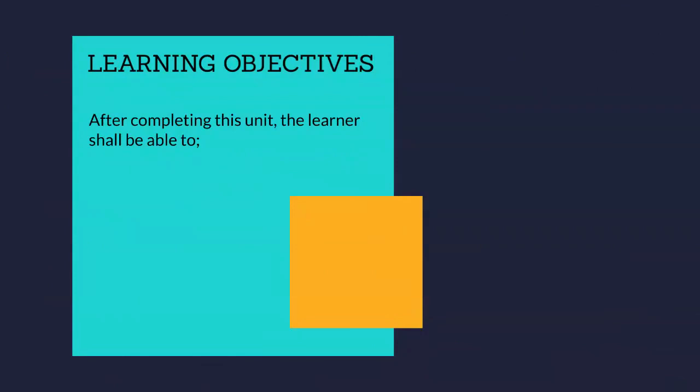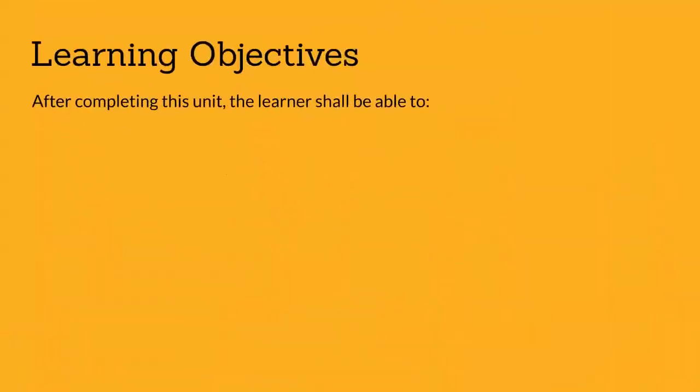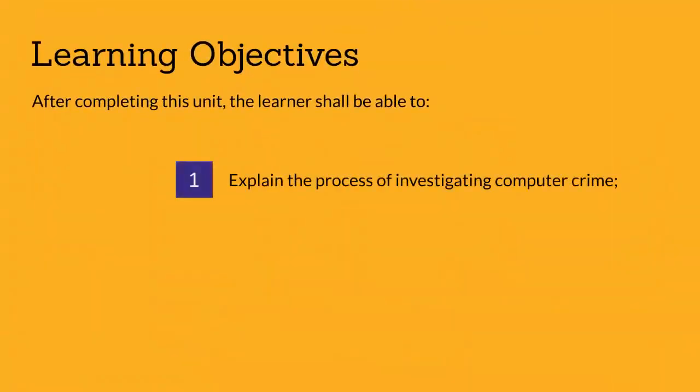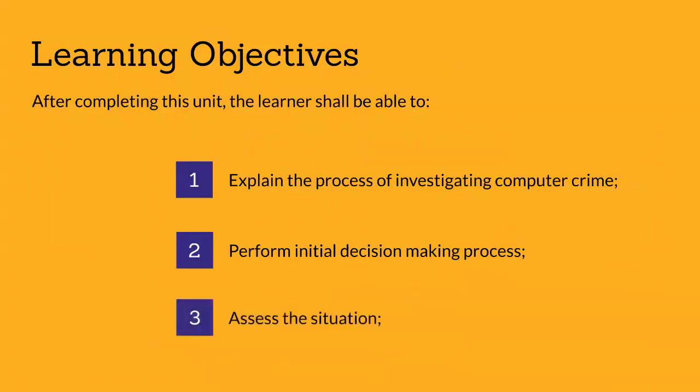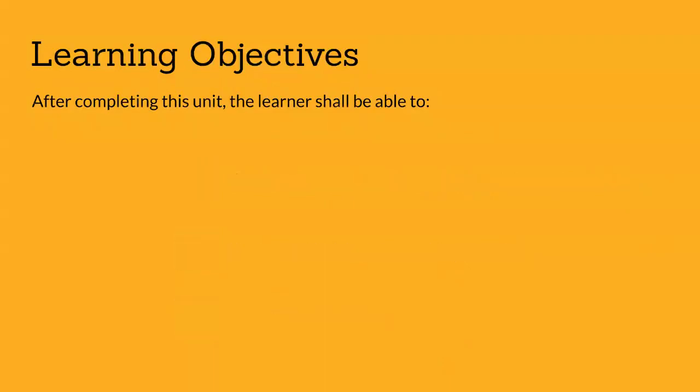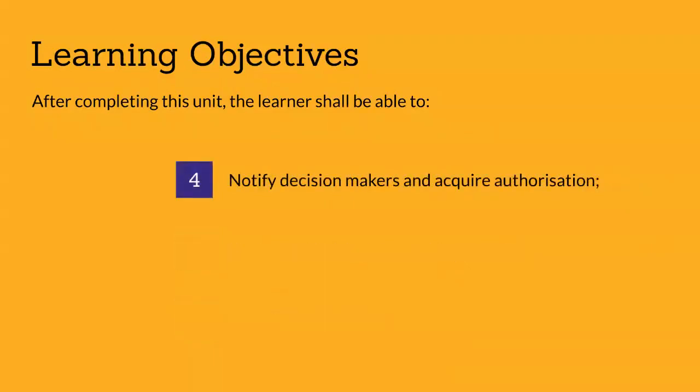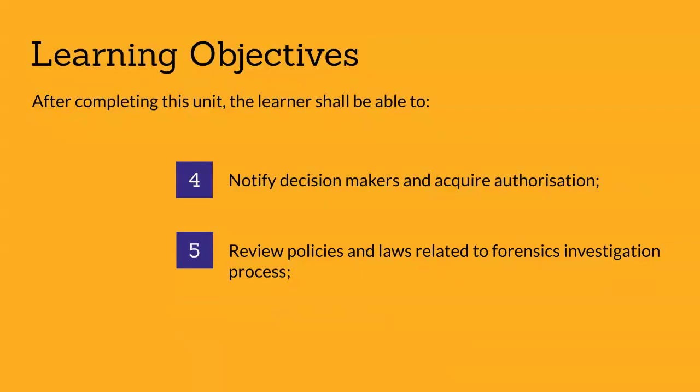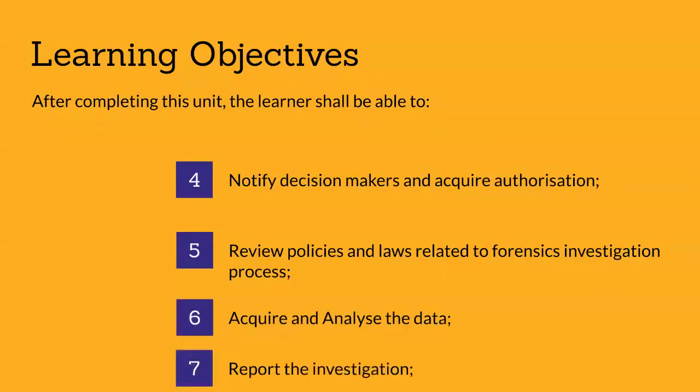The learning objectives are: after completing this unit, the learner shall be able to explain the process of investigating computer crimes, perform initial decision making process, assess the situation, notify decision makers and acquire authorization, review policies and laws related to forensics investigation process, and acquire and analyze the data. Report the investigation.